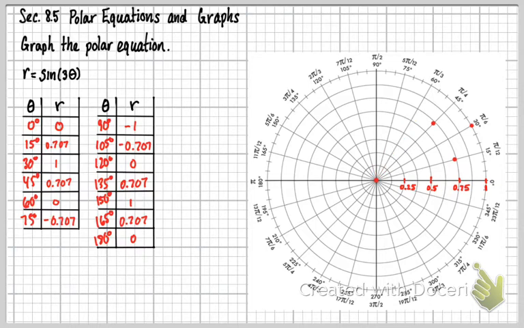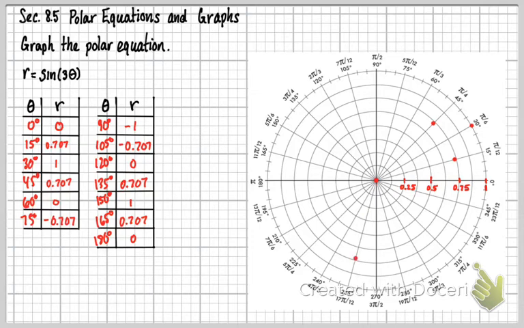Okay, and then at 75 degrees, it's going to be negative 0.707. So now keep in mind here that this would be the direction I'd go in if it was positive. But since this is negative, I'm going in the other direction. But remember, still on the same angle, the same line in a sense. So it's all got to follow the same line here. Okay, and I'm going to go 0.707 that way.